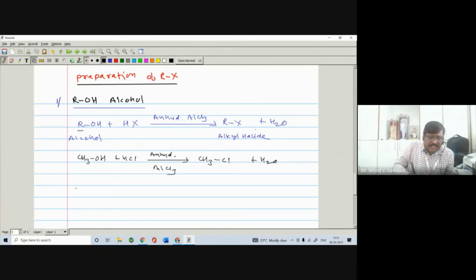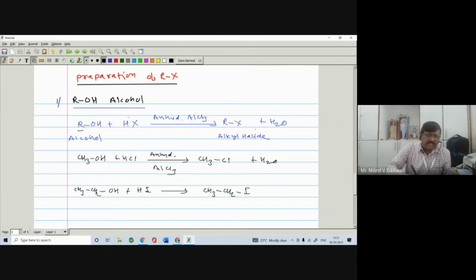Similarly, you can change the R. Here is ethyl OH. We can also take HI or HBr. Again, the reaction takes place in the presence of anhydrous AlCl3. You get CH3CH2I, iodide. So in this way we get the first type of preparation, just changing the R to get the examples.